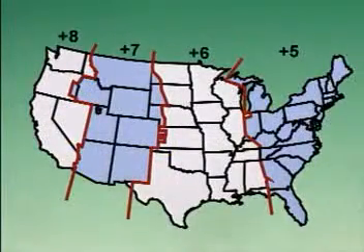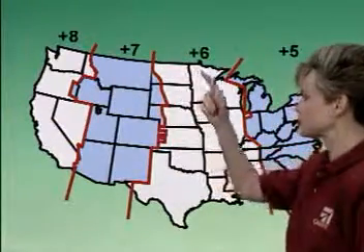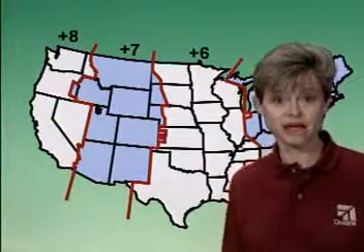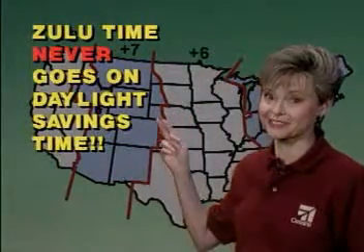Looking at this map, you see the 4 time zones with a number in each one. Now, the numbers are the time differences between the local standard time in the zone and the time at Greenwich. By the way, Zulu time never goes on daylight savings.